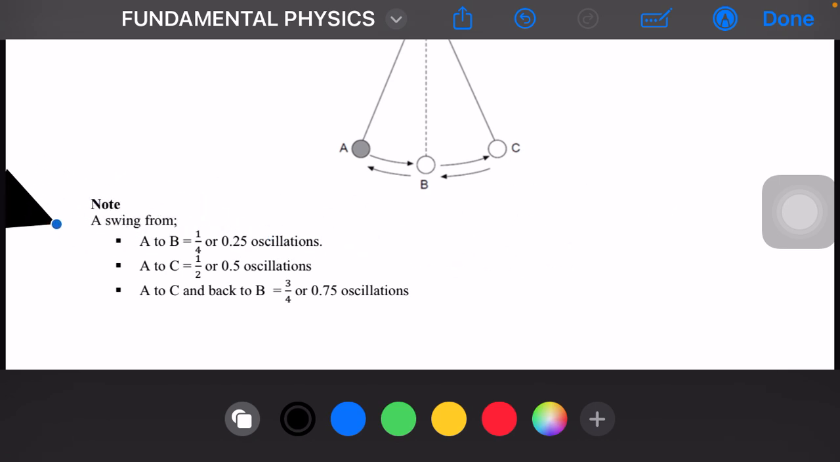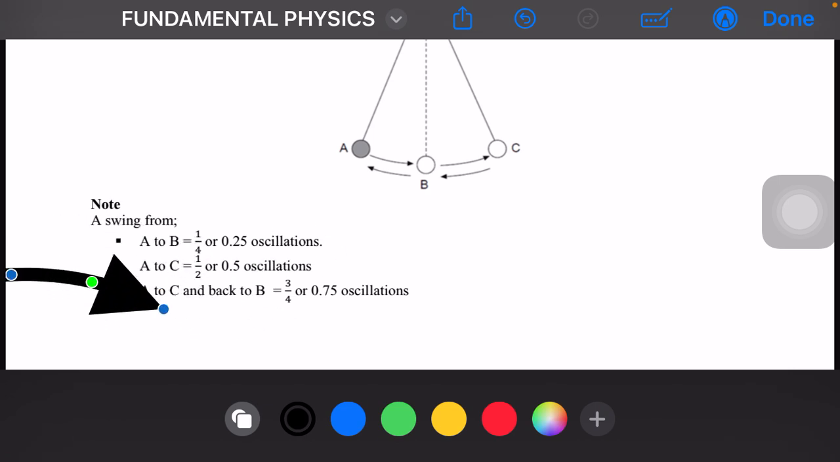So you need to know that a swing from A to B, from here to here, is 1/4, or in decimal, 0.25 oscillation. So from here to here is 1/4. Then from A to C is 1/2.